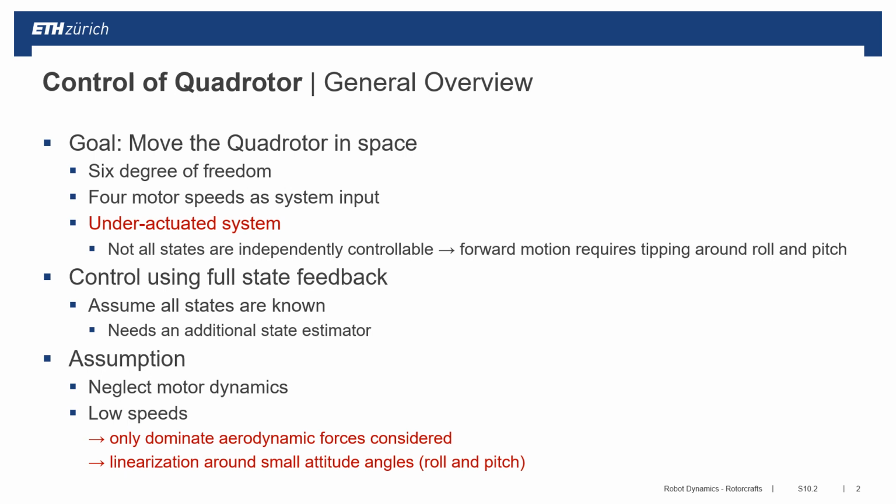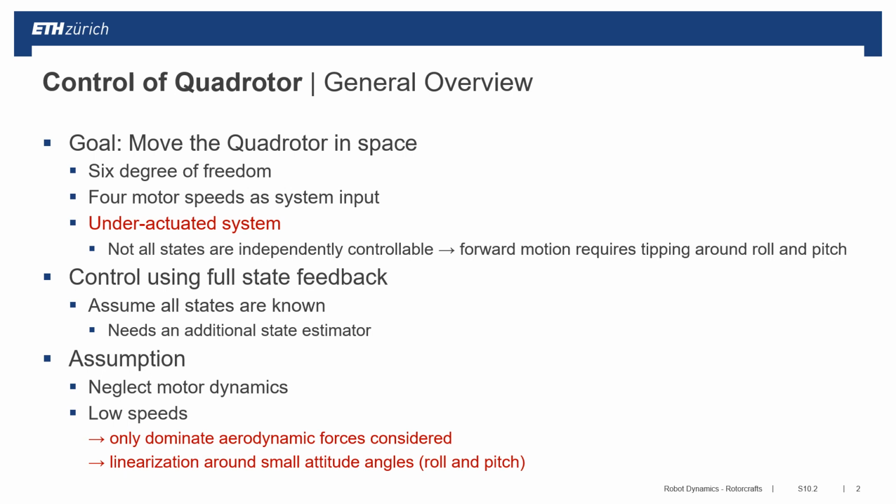So a quadrotor has to move in free space, so it has 6 degrees of freedom. However, with 4 motors on quadrotors, we have only 4 inputs, so the whole system is underactuated. This means that not all states are independently controllable. So for example, for forward motion, we have to tip the quadrotor around roll and pitch.